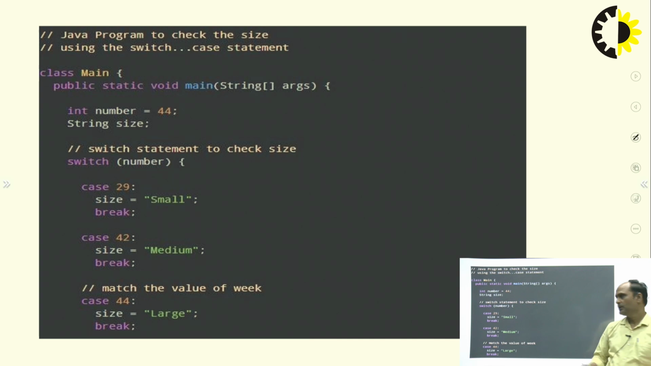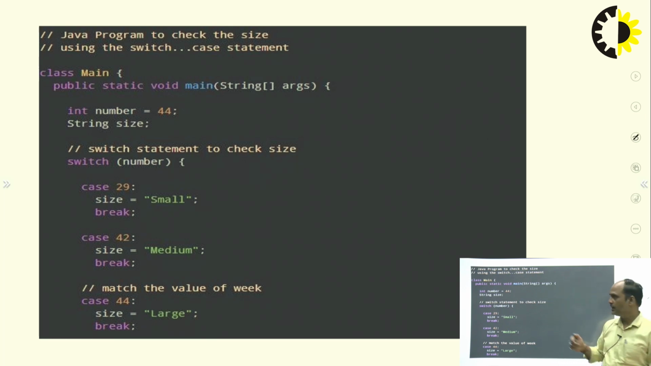Suppose we have a simple example of a switch statement. We define some numbers, and we can check the size of shirts or pants or something else. This is a simple program of a switch statement. We define class Main and public static void main, which is the basic syntax, and we define the integer number as 44, and we check whether the number is small, medium or large.